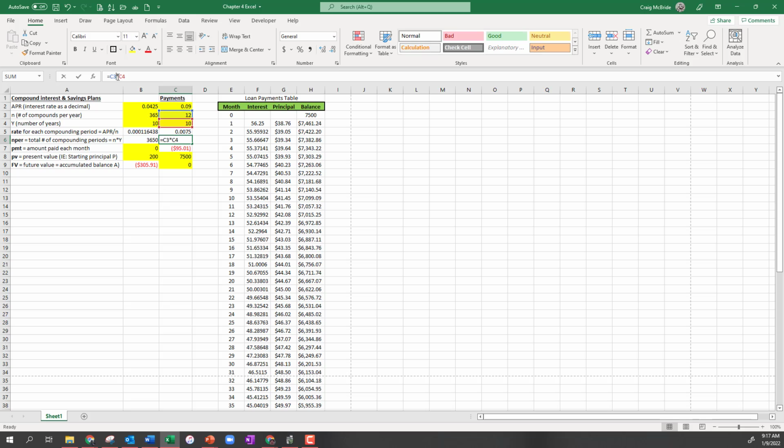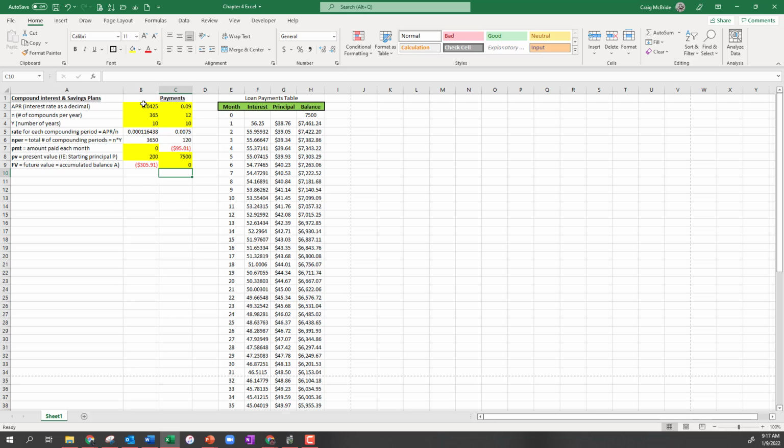And then for this one, we're doing number of compounds times years, which is why we have 120. And then this is the formula PMT for payment. And again, you can see it tells you what it needs: rate, N per, present value, future value, and you just, again, type blank as 0. And so you just tell it where all those things are, and blammo, it gives you your payment. So it's a very robust thing.